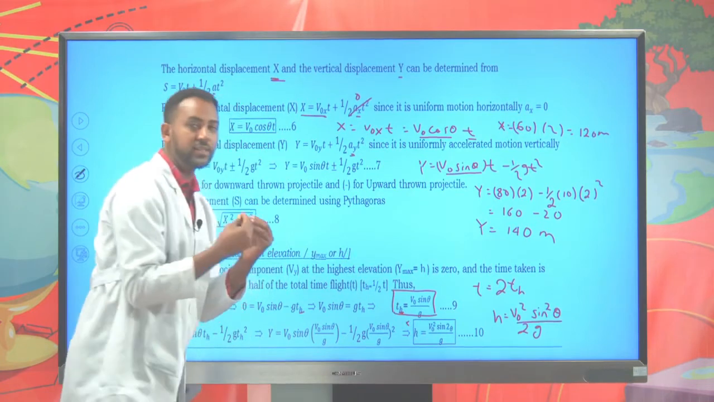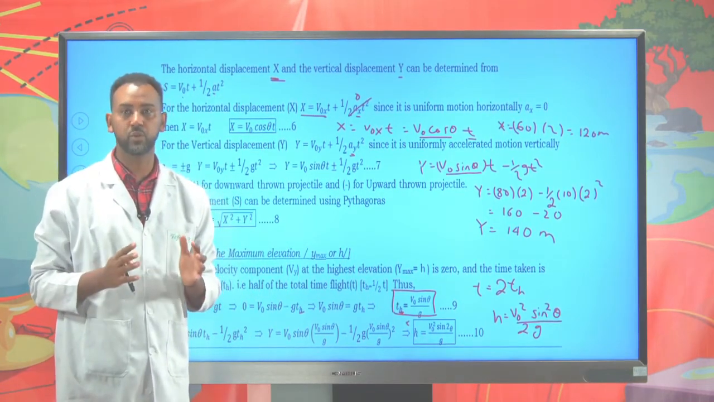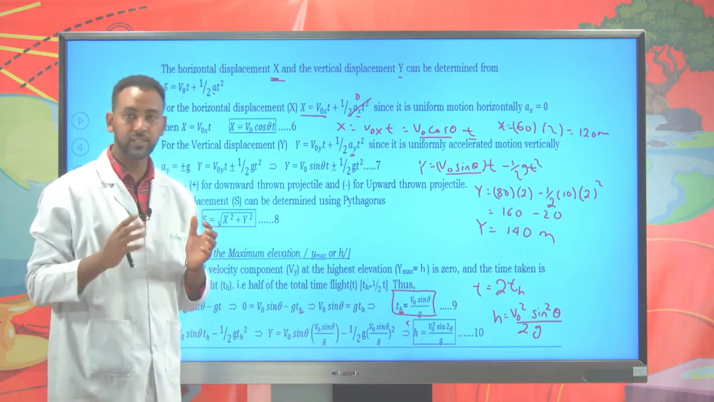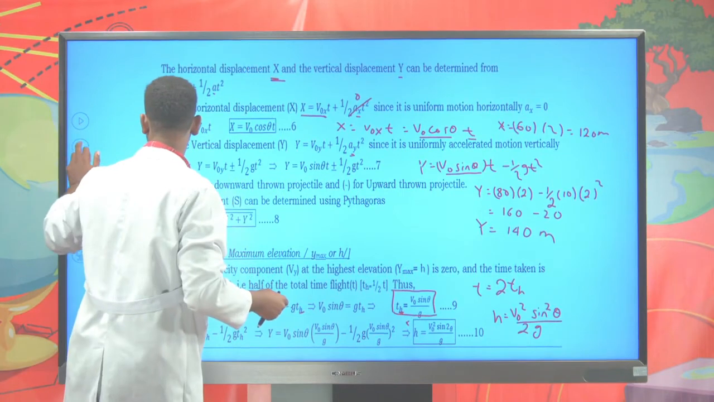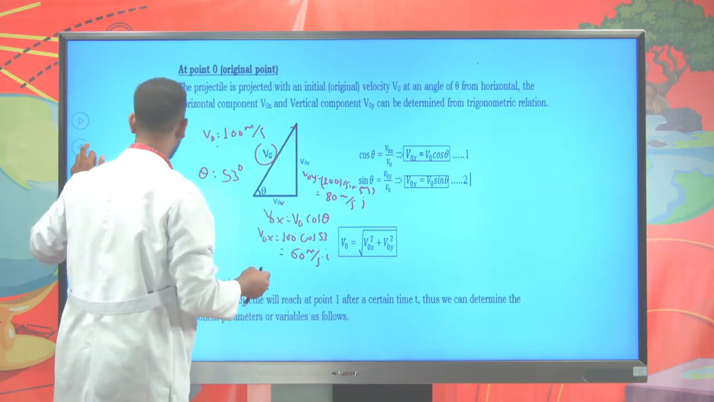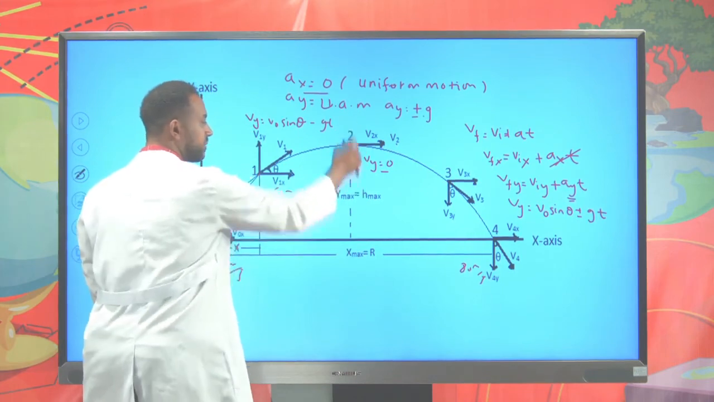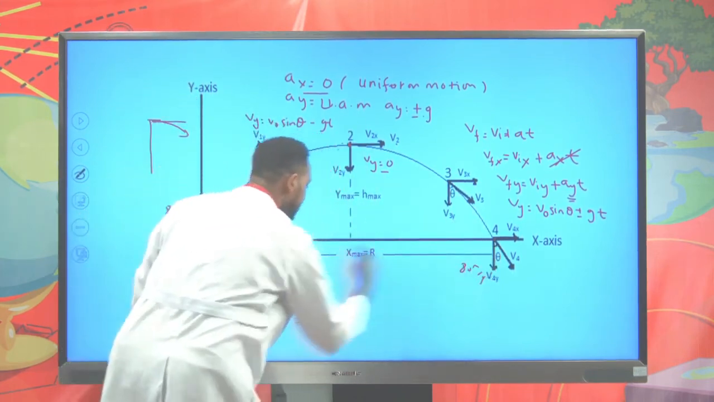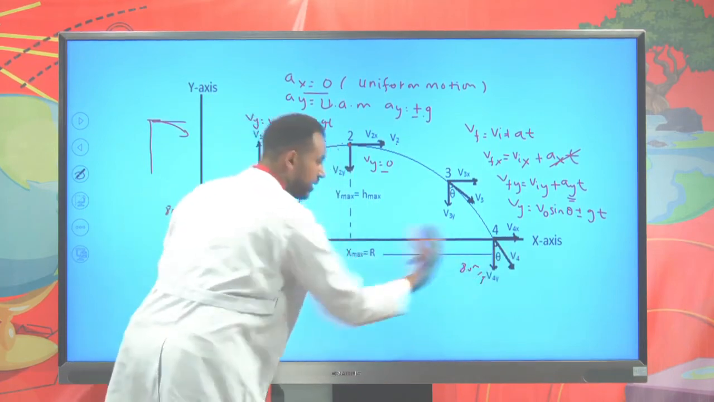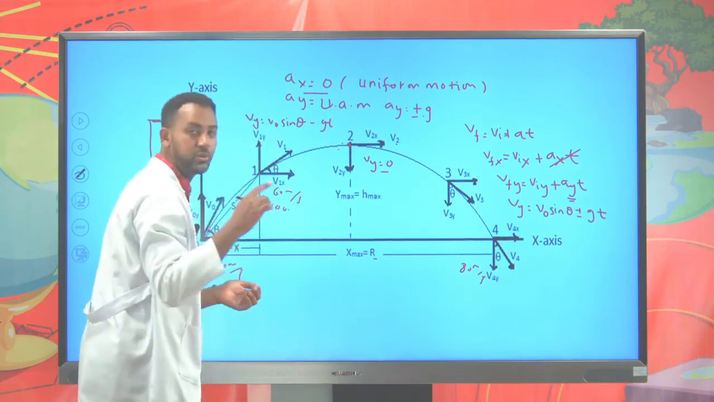Now, to find the maximum horizontal projection, which is sometimes called range, we have to use the maximum possible time. At half-time of flight the projectile reaches the maximum height, but at the total time of flight it reaches the maximum horizontal projection, and this maximum horizontal projection is called range. That's why we use R.